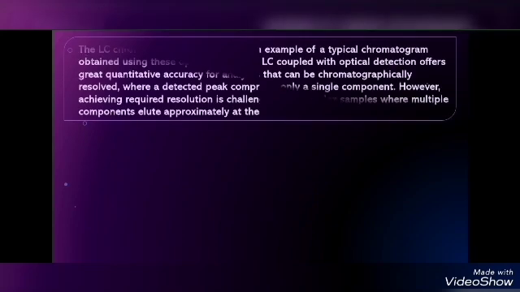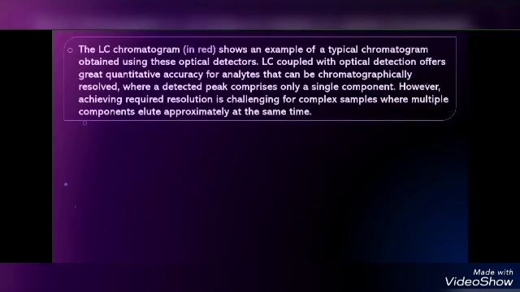The LC chromatogram in red shows an example of a typical chromatogram obtained using these optical detectors. LC coupled with optical detection offers great quantitative accuracy for analytes that can be chromatographically resolved, where a detected peak comprises only a single component. However, achieving the required resolution is challenging for complex samples where multiple components elute at approximately the same time.